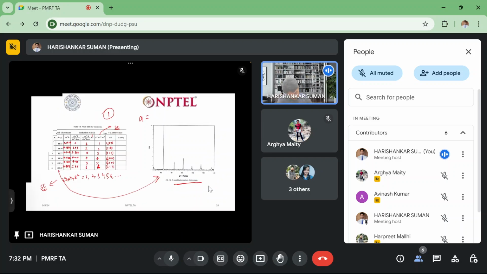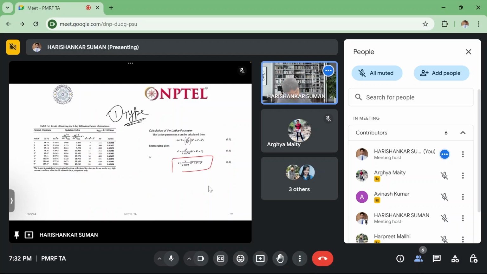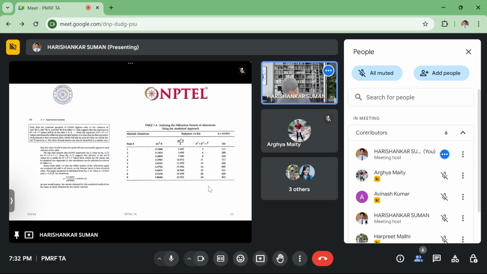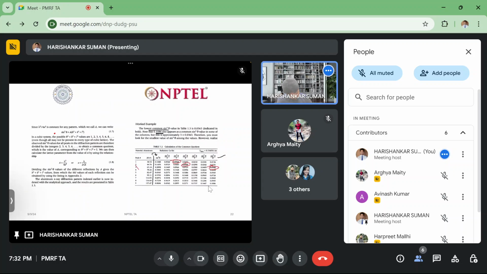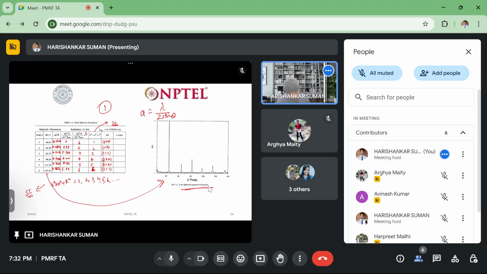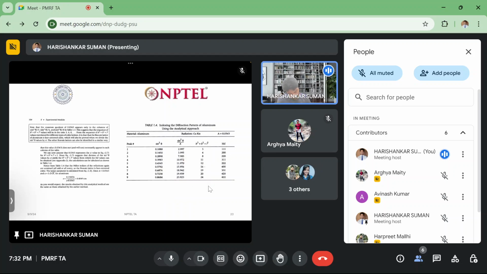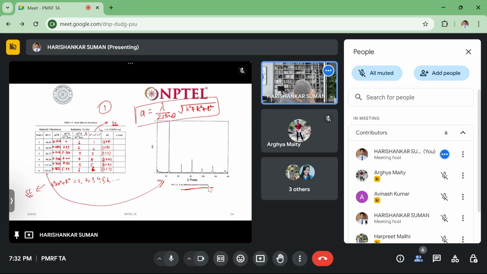So what is the formula for A? We have already seen: A equals lambda by 2 sin theta into square root of h square plus k square plus l square. Okay, please apply this, then you will get A.